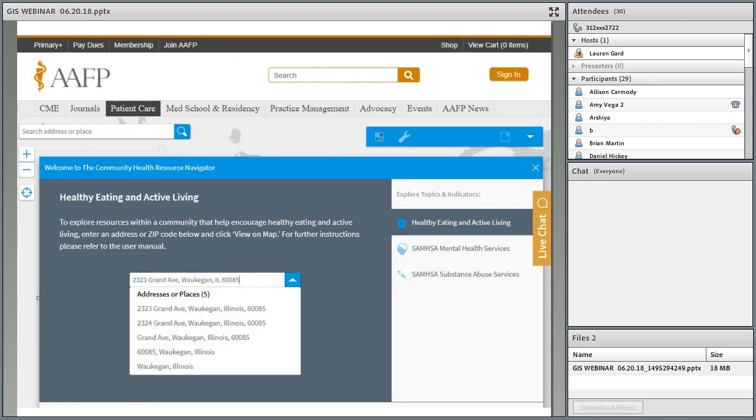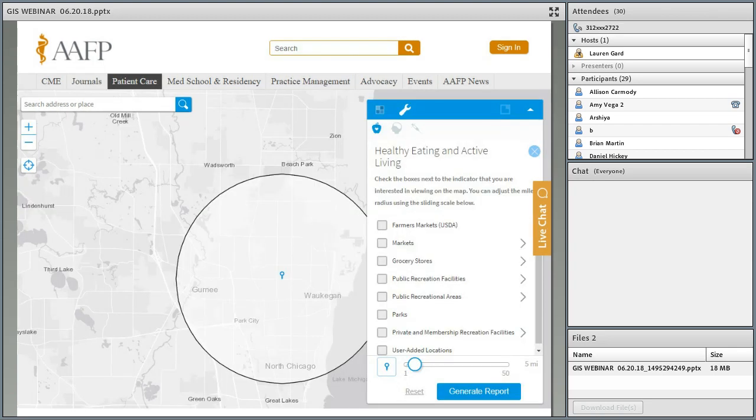This is the address of one of our clinics that we work in our residency program. And for this demonstration, we chose the healthy eating and active living category. And then you get this map. When you first start, this map is not particularly useful, but now you'll notice a new menu there on the right where you can start to personalize this to the needs of your patient.